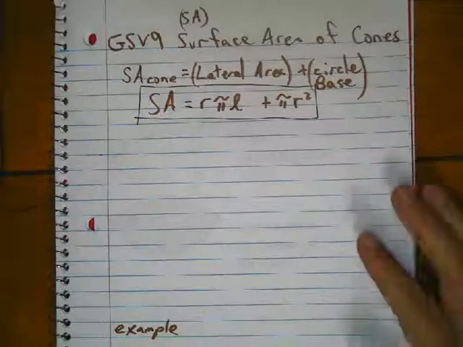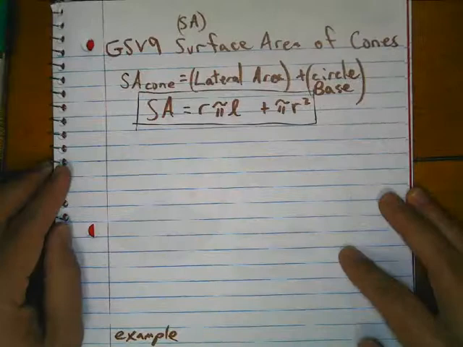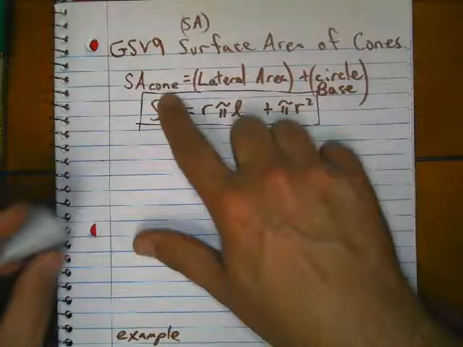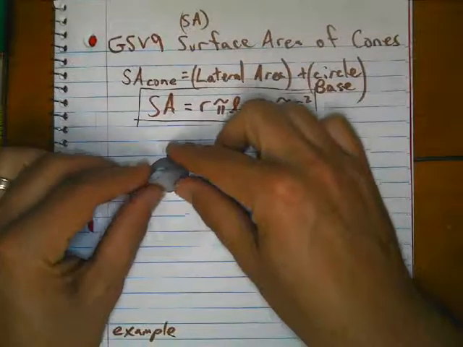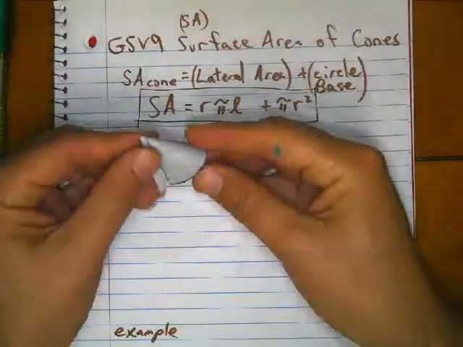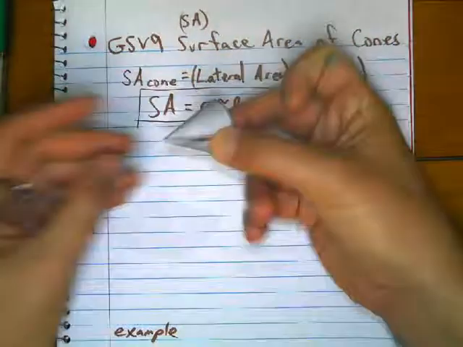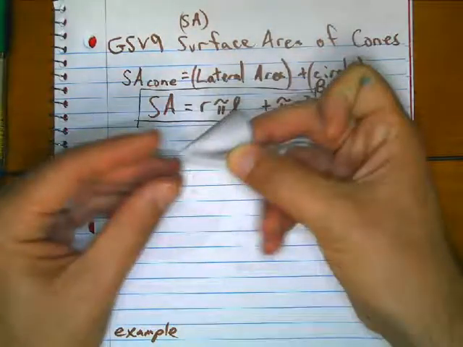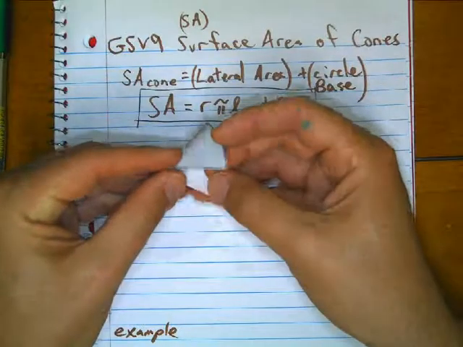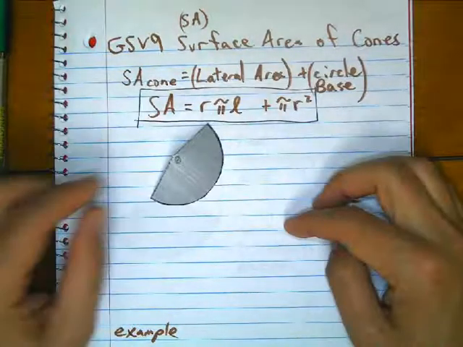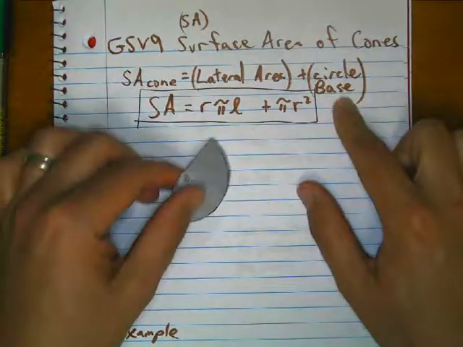All right, we are going to talk about finding the surface area of cones. To find the surface area of a cone, you need the lateral area, which is like the sides of the cone. Here's an example of the cone in my hand. There's the sides of the cone, and I can unravel it. It looks like that, right? And then there's also the circle bottom that fits underneath.